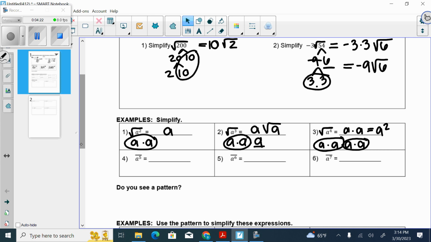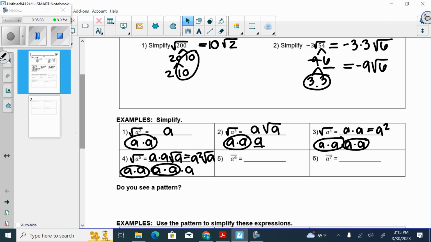All right. Next, we have a to the 5th. That means a times itself how many times? How many pairs do we have this time? 2 pairs. I got a pair here and a pair here. So when we get pairs, we take them out, right? So a times a. Did I have any left over? Yeah, we got 1 left over. So where does it go? Inside. And we said a times a is a squared, so this would be a squared, square root of a.